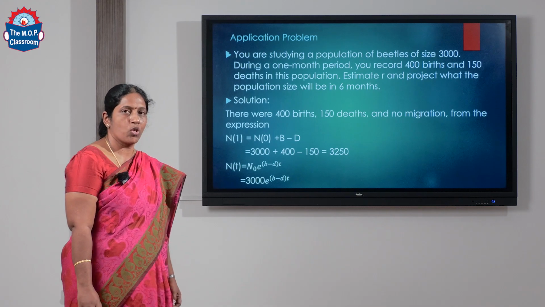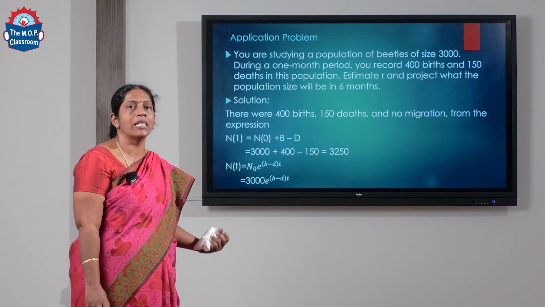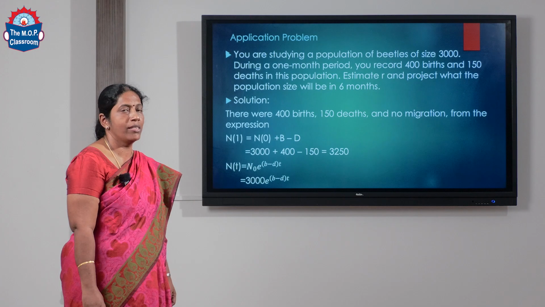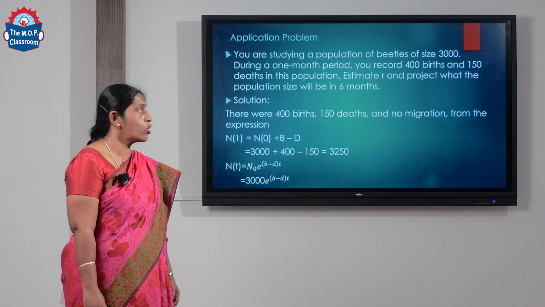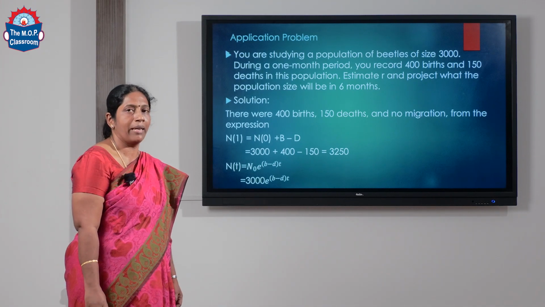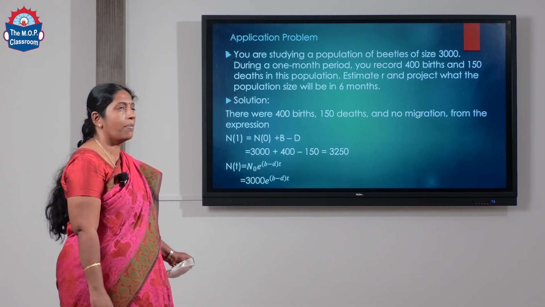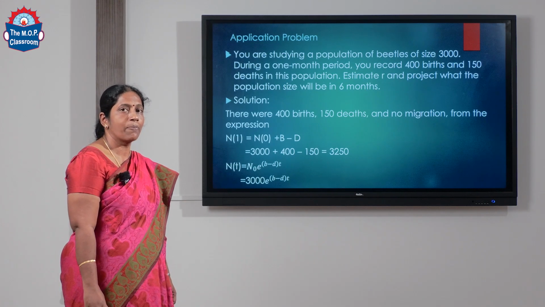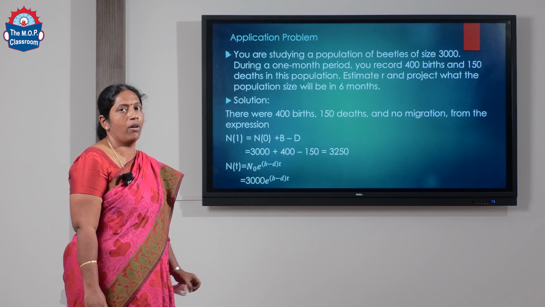Now we have an application problem where we apply the solution which we have already derived in the simple population growth model. It is given that the initial population of betas is 3000. In a 1 month period, we record the number of births to be 400 and the number of deaths to be 150. We need to estimate R, which is equal to b minus d, and project the population size in the next 6 months.